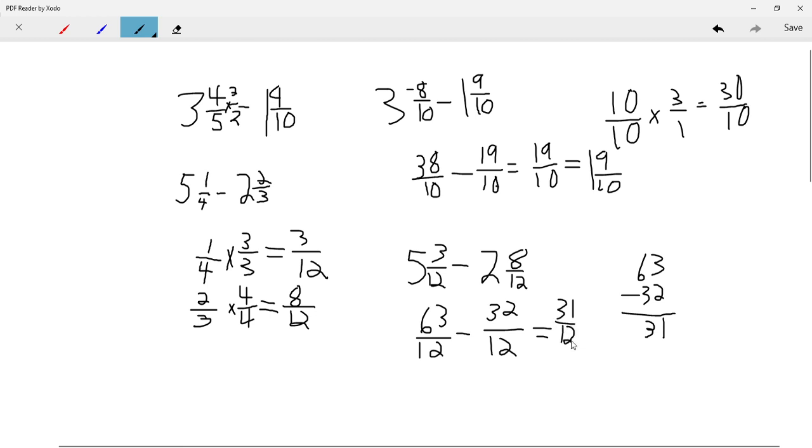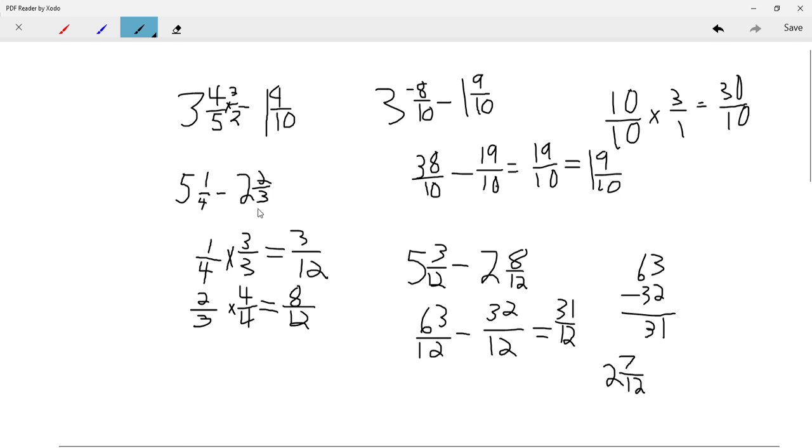31/12. And to turn this into a mixed number, all we need to do is divide 31 by 12, and that would equal 2, because 12 times 2 is 24, with a remainder of 7, right? Because we're at 24, and then 31 minus 24 is 7. So that would be the remainder, and then the remainder becomes the numerator, and it would be 2 and 7/12.